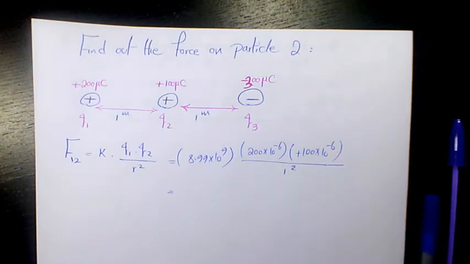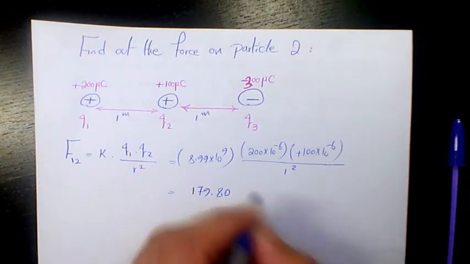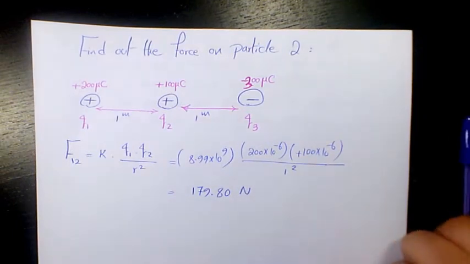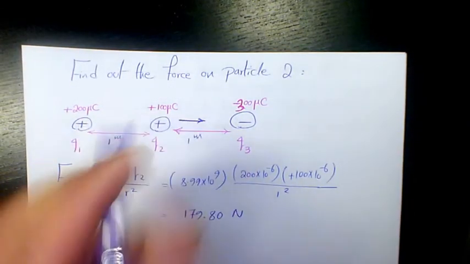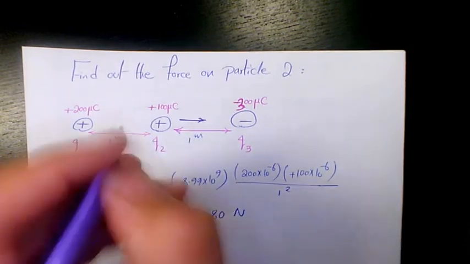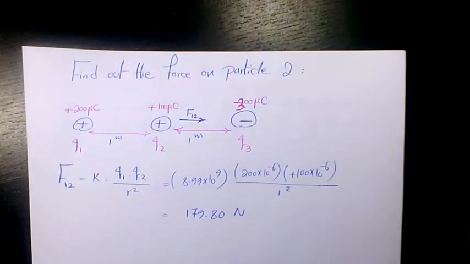Then it's going to be 8.99 times 10 to the power of 9 times 200 times 10 to the power of negative 6 times 100 times 10 to the power of negative 6. That will be 179.8 Newton. What is going to be the direction? Direction is going to be to the right, because we have like charges and they repel each other. So we have F12 going to the right.